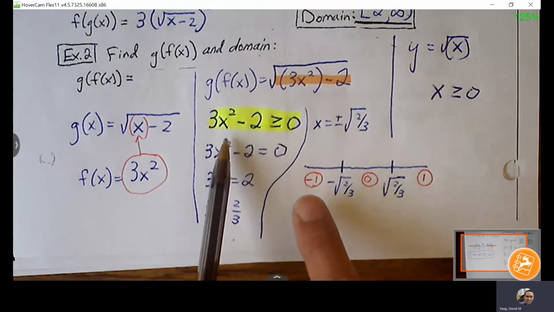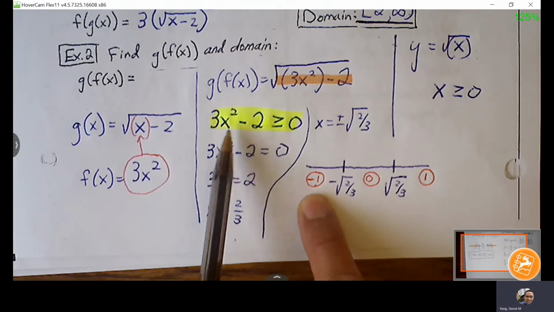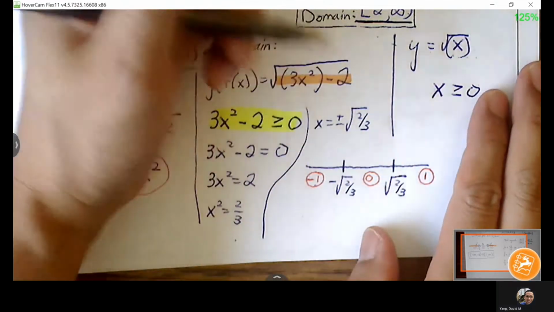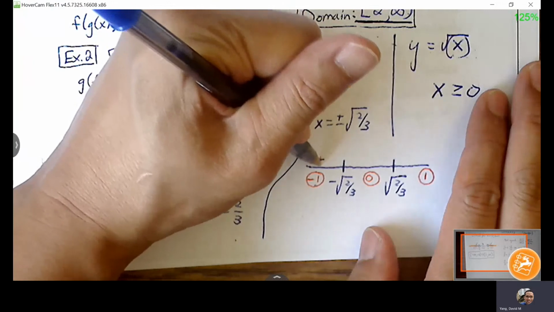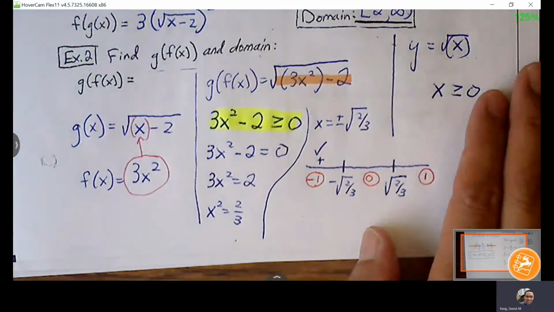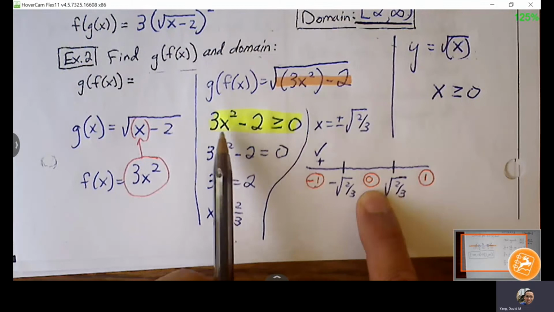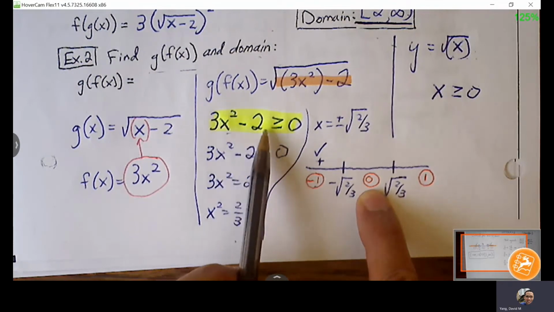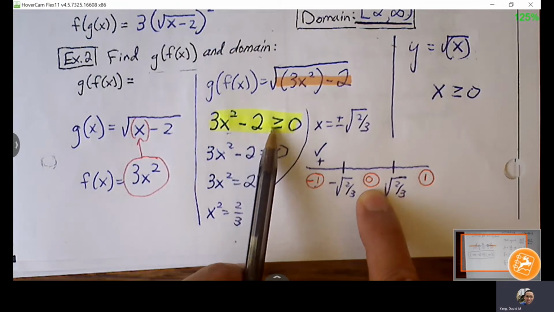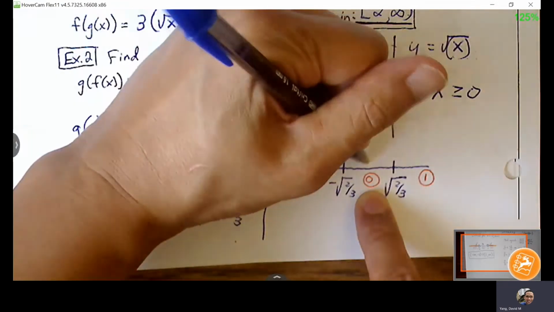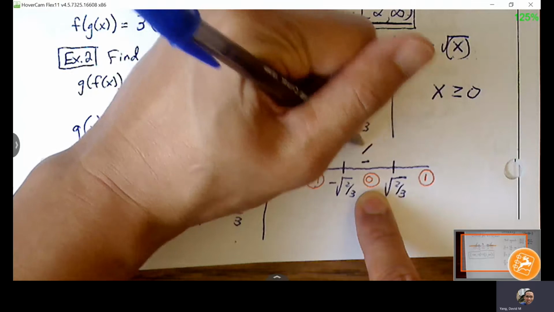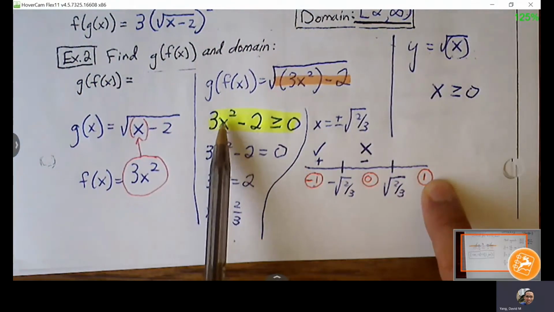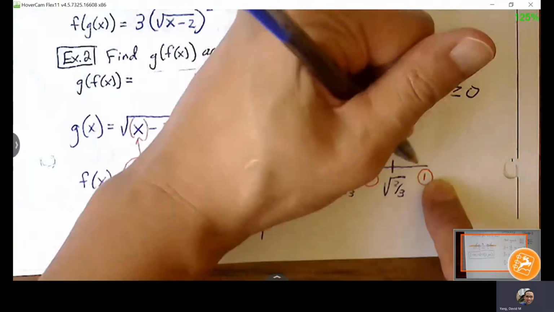Okay, so there's my test number here. If I plug -1 in for x, 3 times -1 squared, that's 3. 3 minus 2 is 1. 1 is greater than 0. That's true. I get a positive number. I know I'm going to keep that interval. Okay. If I test 0 for x, I get 3 times 0, 0. 0 minus 2 is negative 2, which is not greater than or equal to 0. So we know that is going to fail. And then test 1 again. 1 in for x. 3 times 1 squared is 3. 3 minus 2 is 1. 1 is greater than 0. That's true.